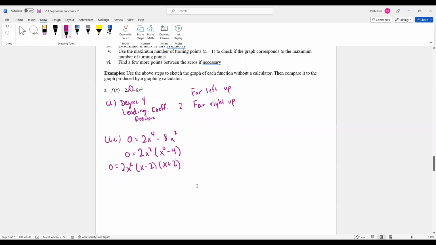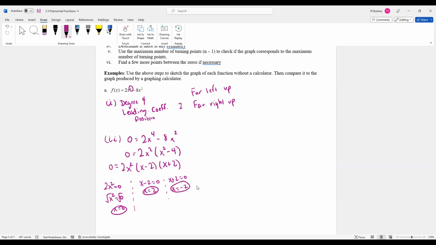So this is our completely factored form. We would then take each one of the terms, set them equal to 0, and solve. So we have 2x squared equals 0, divide by 2. We have x squared equals 0, take the square root of both sides, and we get x equals 0. Then we have x minus 2 could be 0. Add 2 to both sides, and you get x is 2. And then we have x plus 2 could be 0, or x is negative 2. So these are our roots.